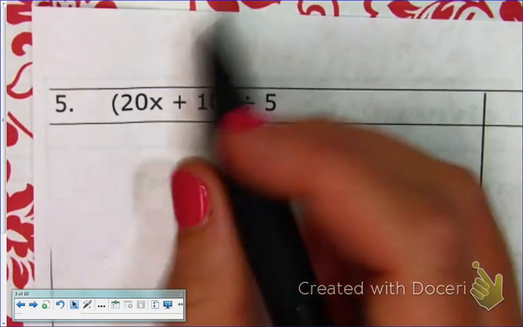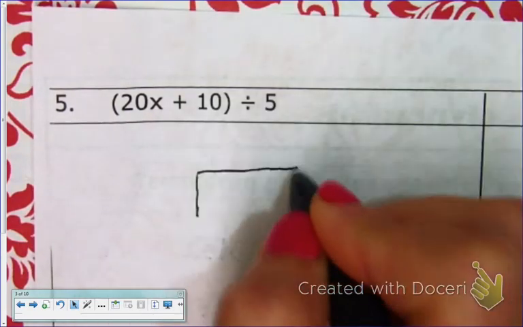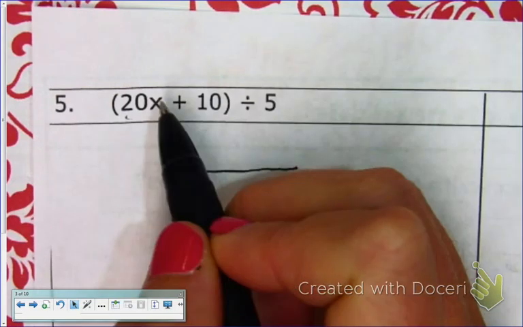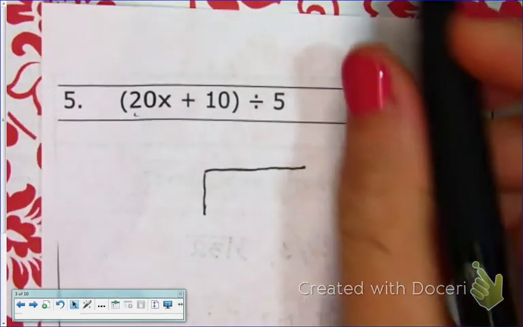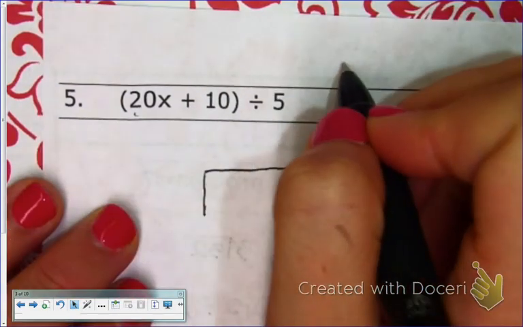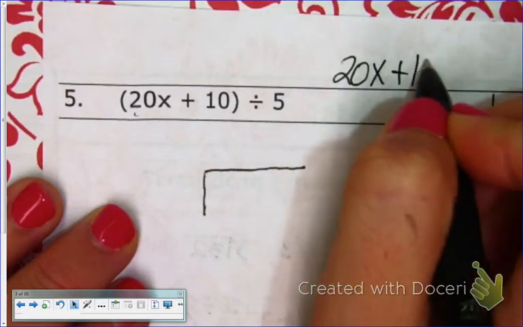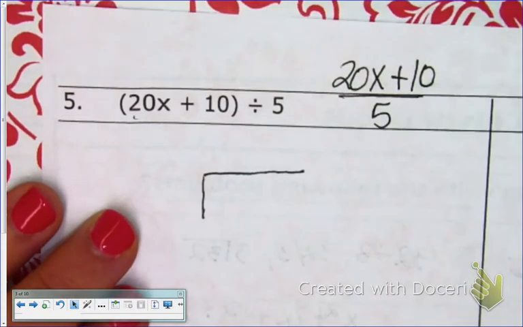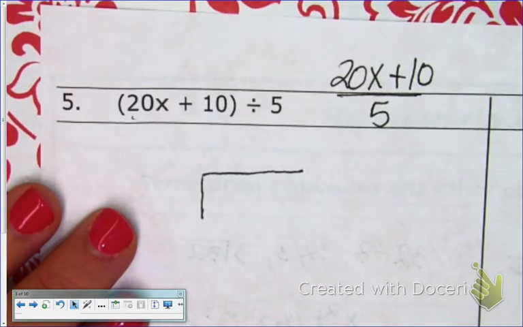So, we put these 2 guys inside the box. Now, another way to write this would be 20x plus 10 divided by 5. Okay, that might help you when you do this.